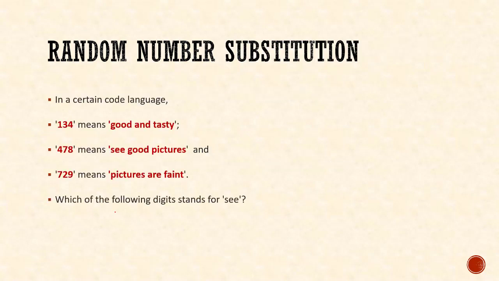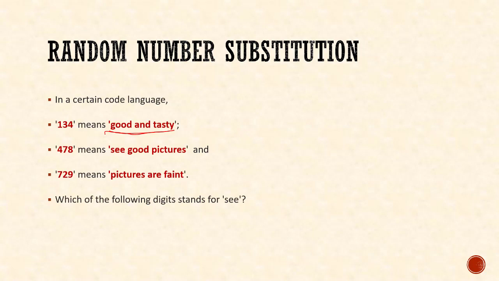So this is a random number substitution. In a certain code language, 134 means good and tasty, 478 means see good pictures, and 729 means pictures are faint. Now, what do we mean by random order? I cannot deduce here if 134 means good and tasty, that 1 means good and 3 means and 4 means tasty. No, because these codes are not in respective order, rather they are in random order.